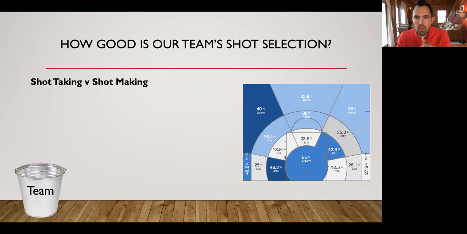All right, so shot selection. How good is our team's shot selection? If you're answering this question, here's a metric that might help you answer that question. So I'm going to start with a question for you. If I told you that I was able to make 10% of my full court shots, 94-foot heaves, and then I asked you, am I a good shooter? What would you say?